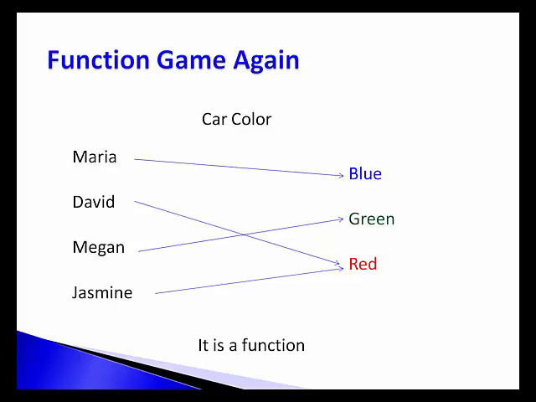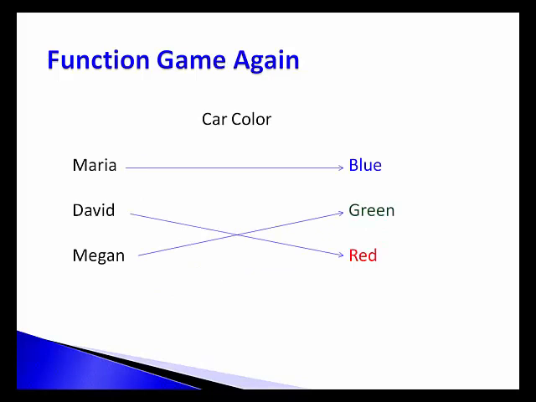So play the game, but let's play it backwards. If I called out blue, you would say Maria. If I called out green, you would say Megan. But when I call out red, you're not sure whether to respond with David or Jasmine. Therefore, this is not one-to-one. It's just a function. Let's play one more time.